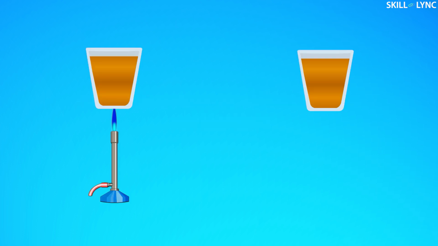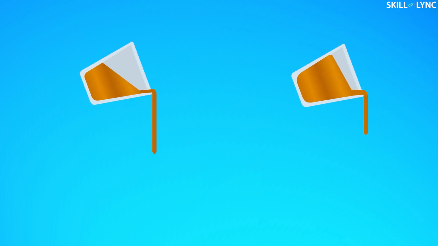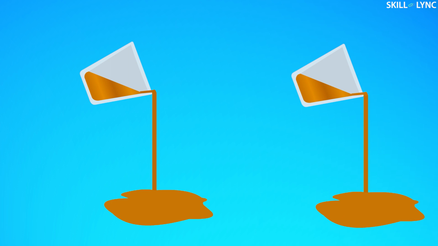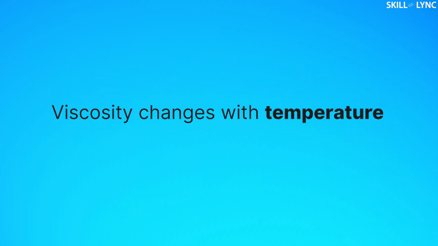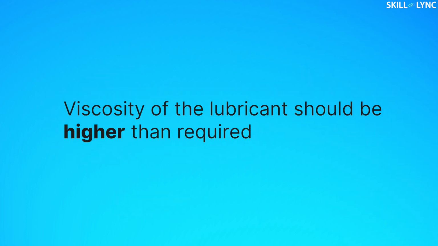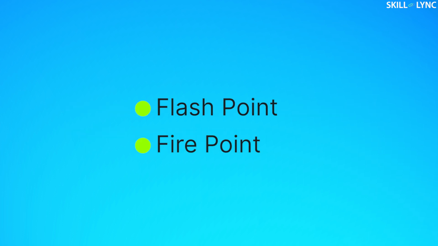Now, let's assume both the glasses contain honey and one of the glasses is heated. While pouring, you can notice the heated one flows faster than the other. This shows that viscosity changes with the temperature. Therefore, the lubricant that we select for a particular working temperature should have viscosity more than required to ensure proper operation.